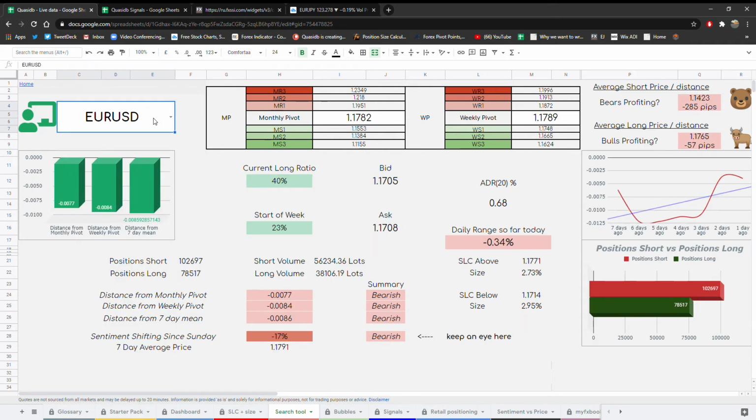How are we looking? Right, so technically, it's quite weak because we're below the monthly pivot, weekly pivot, and below the 7-day mean. Now, the 7-day mean is your closing price at 10 p.m. every day, and it's the average of that price over the week. So it's quite straightforward.